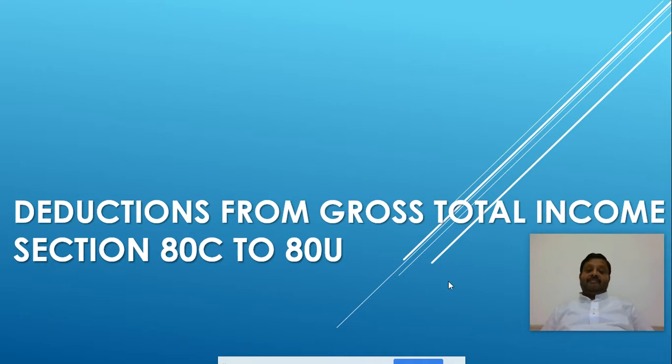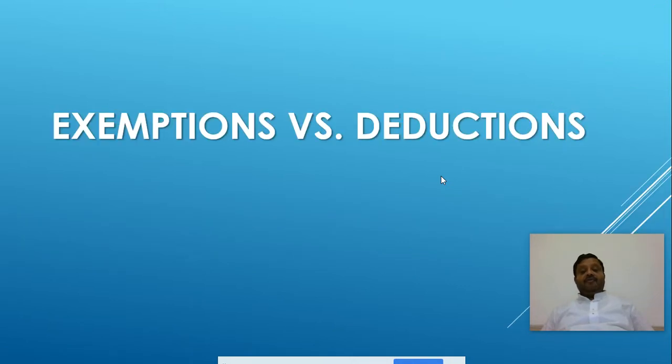Gross total income comprises the income from salary, house property, business or profession, capital gains, and other sources. And we know how the calculations are made under each of these heads. Before that, we'll be discussing the difference between exemptions and deductions.